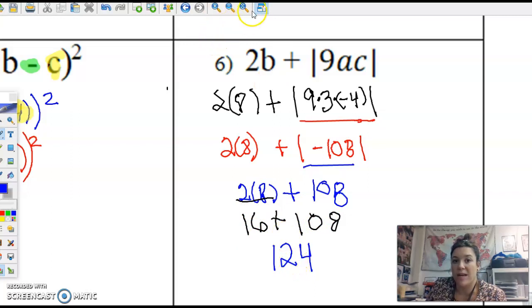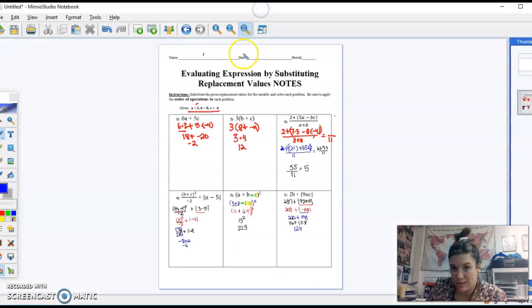All right, so hope that helps. That's substitution. That's what that's called, substitution before you follow order of operations. And make sure you're following each one step by step.